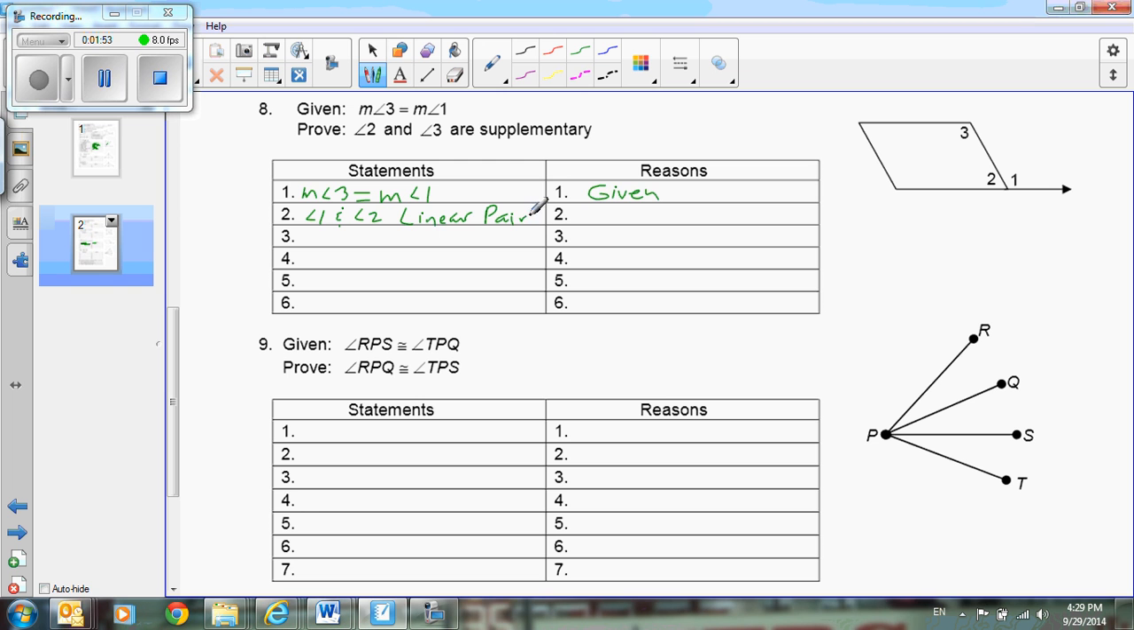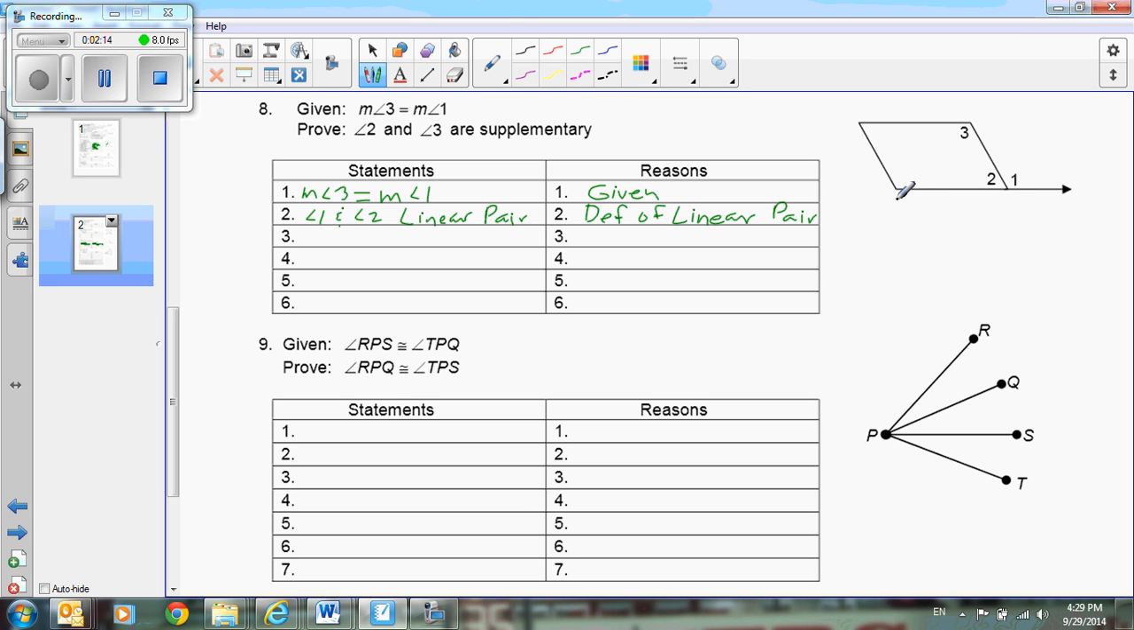All right, and we can back that up with the definition of linear pair. If you look on your blue sheet at the definition of linear pair, it says two angles form a linear pair if and only if they are adjacent and if their non-common sides form opposite rays, which is what we have going on here.